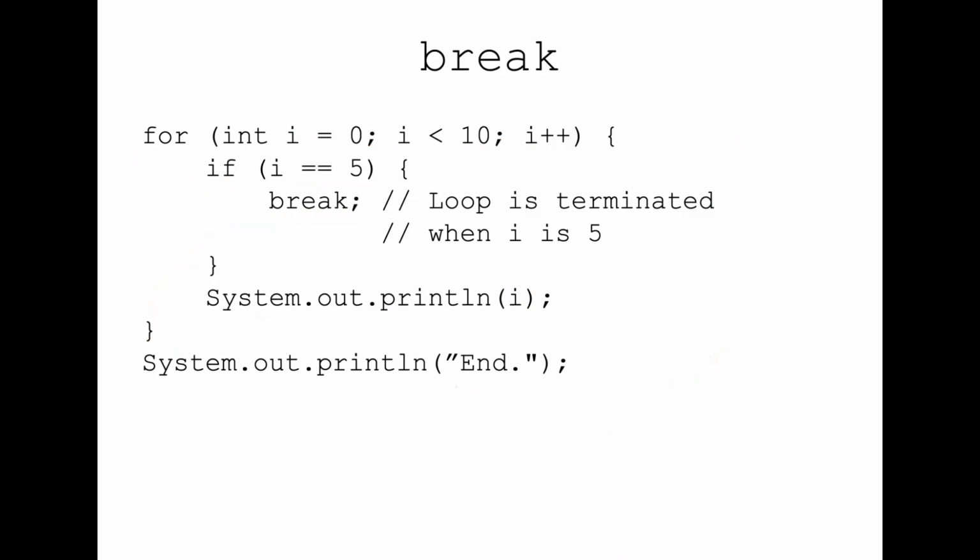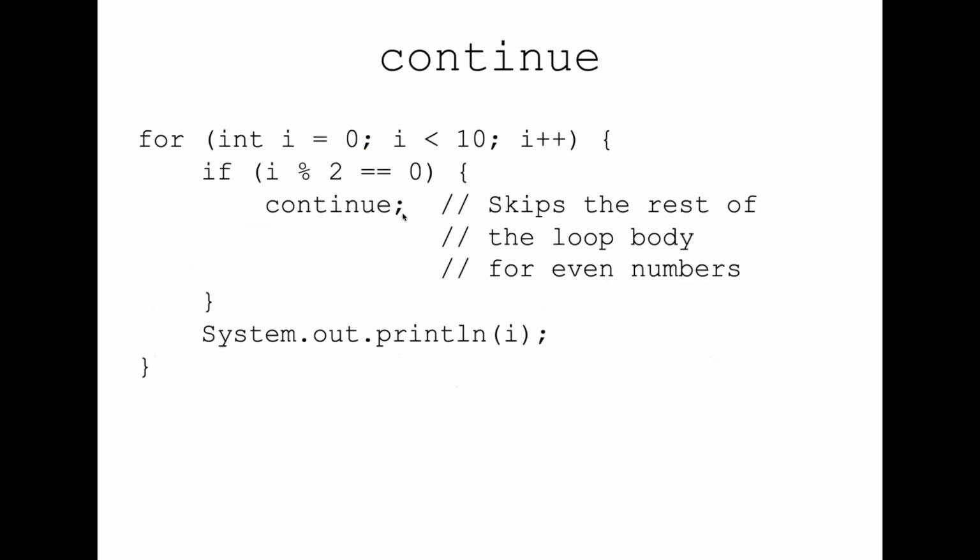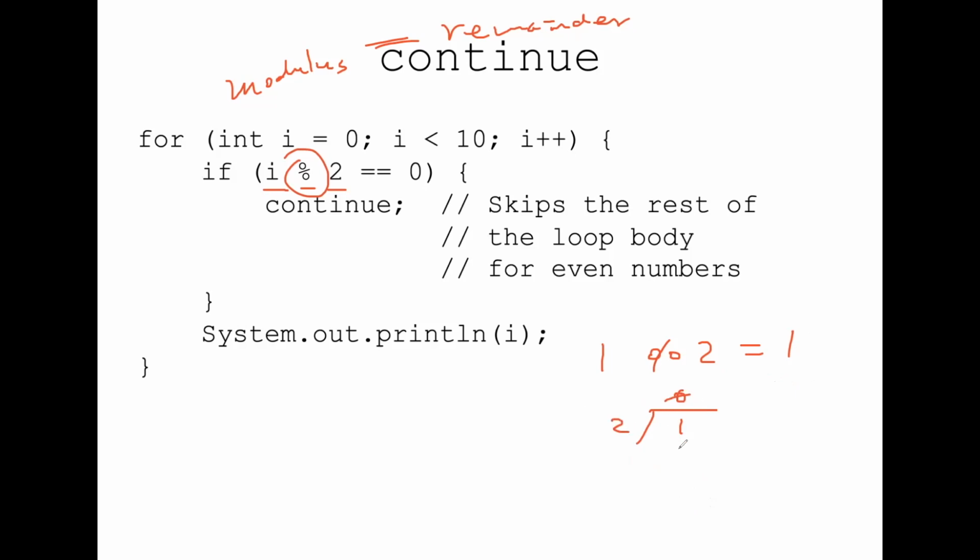Let's look at a snippet for a continue example. This is a single for loop: i equals 0, i less than 10, i++. Notice that we have i mod 2. This percentage sign is the modulus operator. And remember, the modulus operator is equivalent to getting you the remainder of a division. For example, 1 mod 2 will yield 1. In grade school math, this is how we represent it: 1 divided by 2 with a 0 quotient. 0 times 2 is 0, and your remainder is 1.